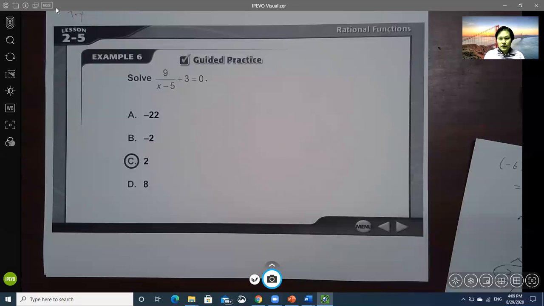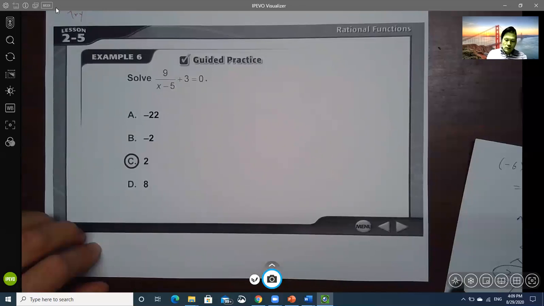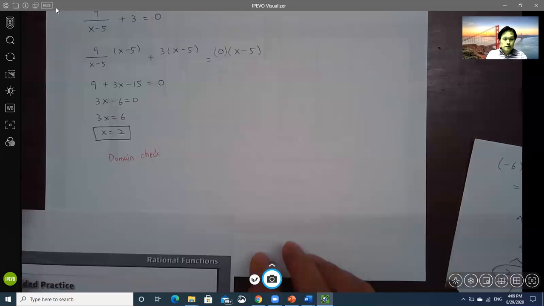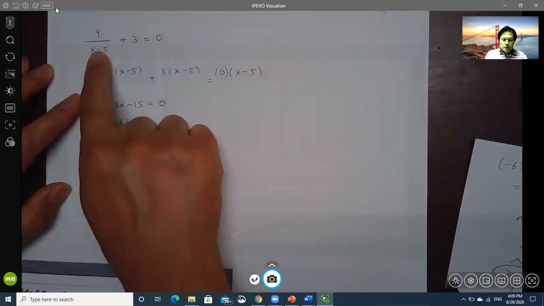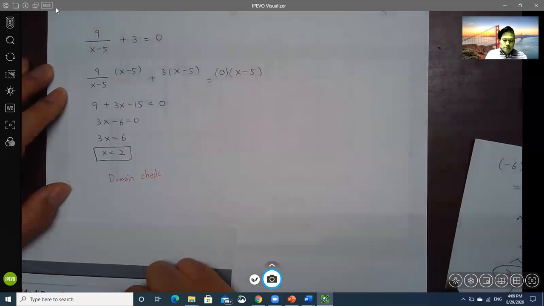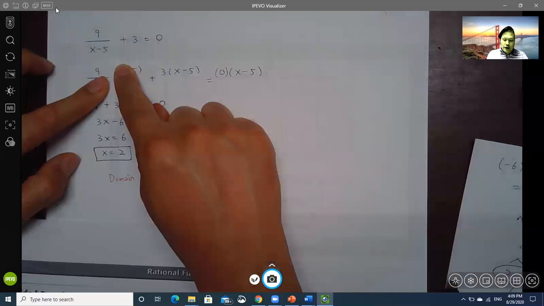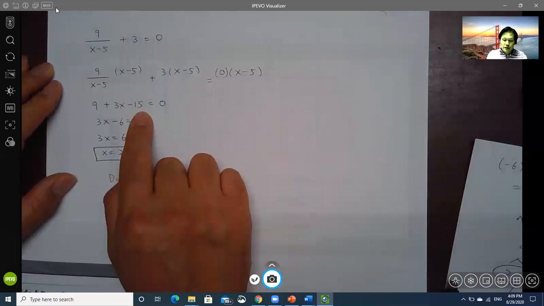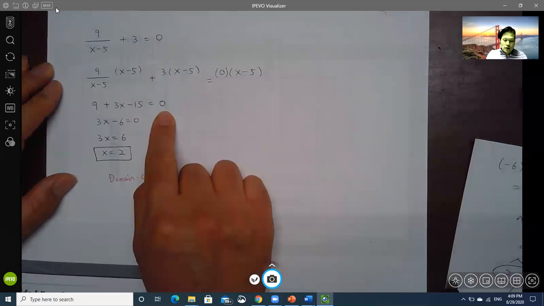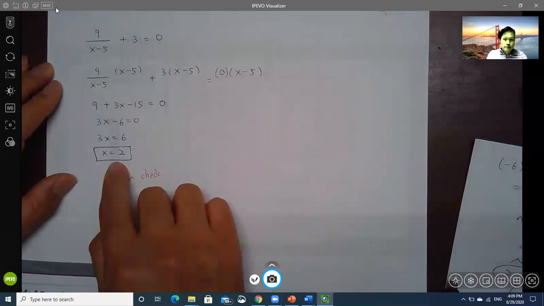Please pause the video, you try this. Here's your work. I multiply by denominator everywhere. Multiply by x minus 5. This cancels out, you get 9. I distribute 3, 0 times the parenthesis becomes 0. Combine like terms, I solve for x.